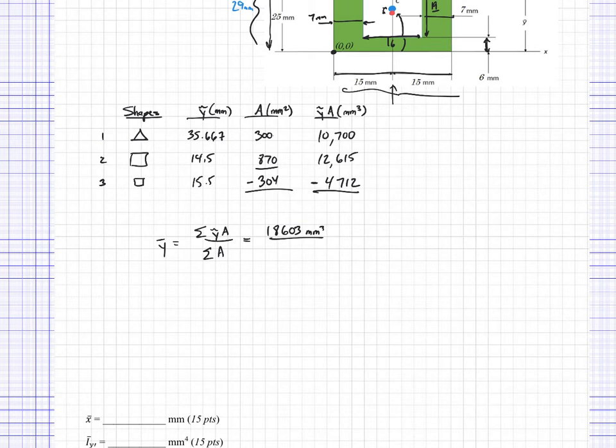Okay, and then the sum of my areas, which is going to be 300 plus 870 minus 304, right? So we got 866, divided by 866 millimeters squared. So this is 866. This is 18,603. Right? So our y bar equals, 1 second.